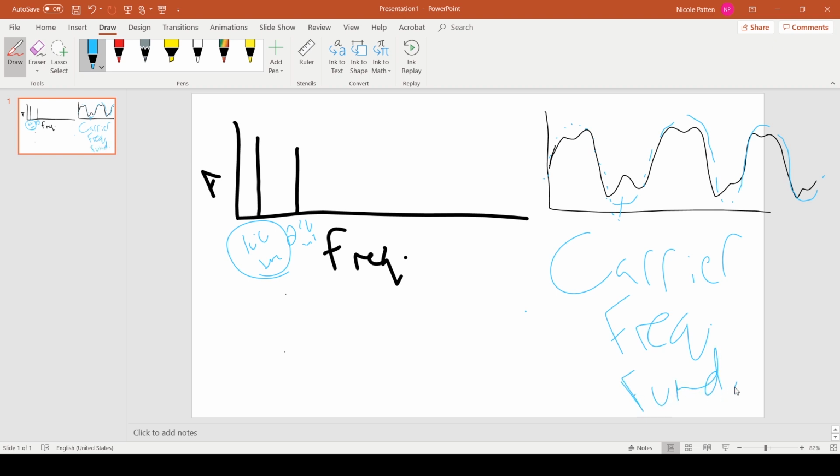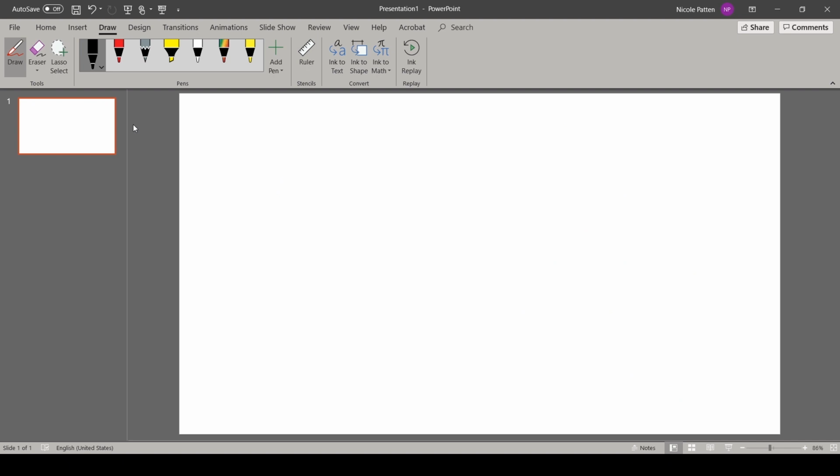All right, so that is the fundamental frequency. That's also how you pick frequency out of a frequency domain plot. But it can get a little bit more difficult. All right, so it can get a little bit more tricky.